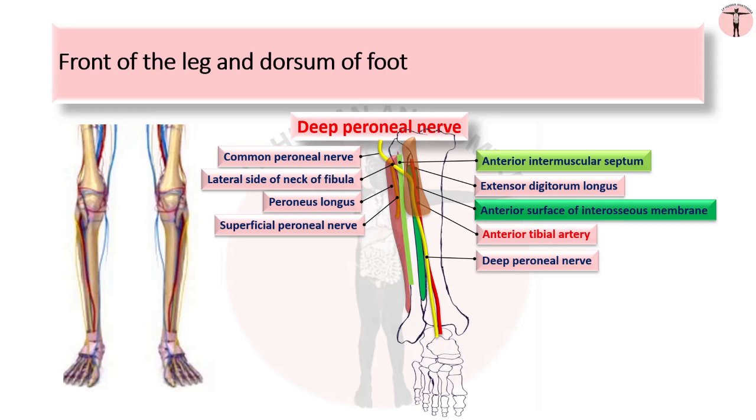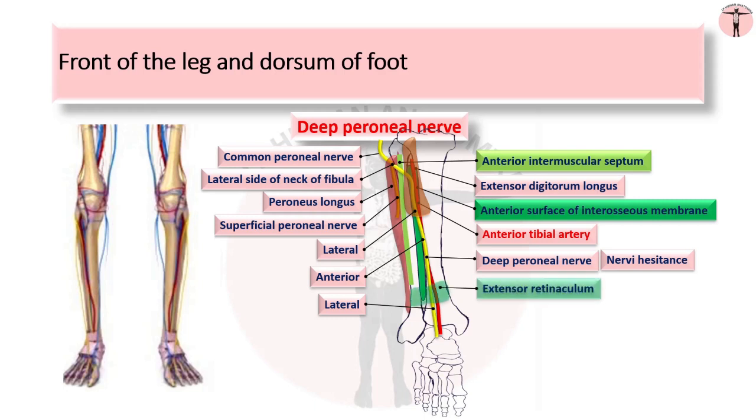In its course, the deep peroneal nerve first lies lateral and then anterior and finally lateral to the anterior tibial artery. Because of this course, it is called nervi essitans. Near the distal end of the leg, it passes behind the extensor retinacula and continues into the dorsal aspect of the foot.